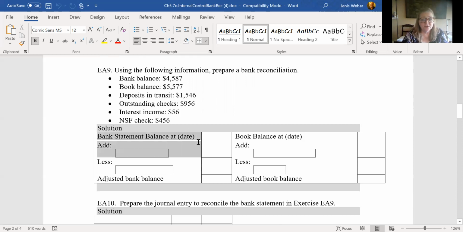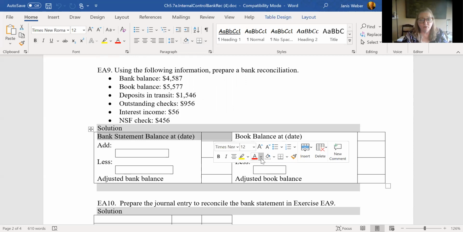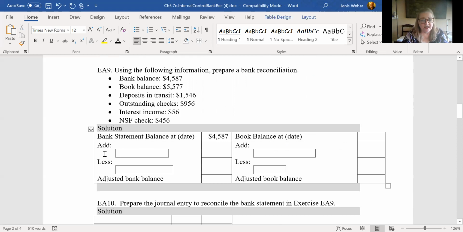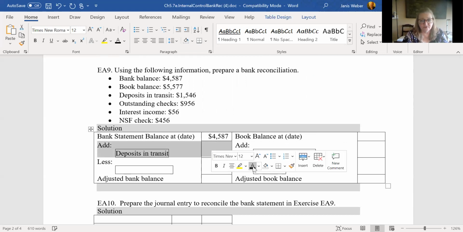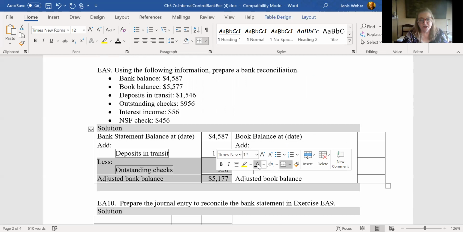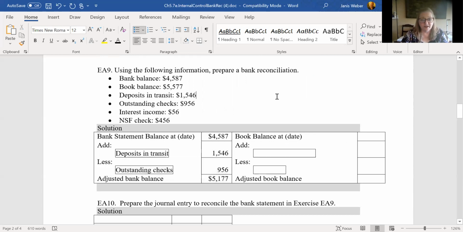The bank balance, what the bank thinks that we have in our account, is $4,587, and we're going to add back any deposits in transit. We know how much they are because it's very easily spelled out. And then we're going to subtract the outstanding checks to come to a reconciled balance, I'm calling an adjusted bank balance, of $5,177.